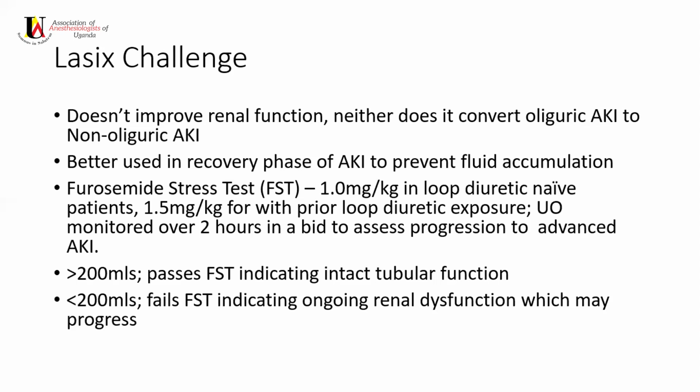Someone passes the FST if they produce more than 200 mils of urine, and it usually indicates intact tubular function. This is because Lasix is not filtered in the tubules, and it's a good measure of tubular function. If it's less than 200 mils, someone fails the FST, and it usually indicates ongoing renal dysfunction, which may progress further and may require renal replacement therapy.